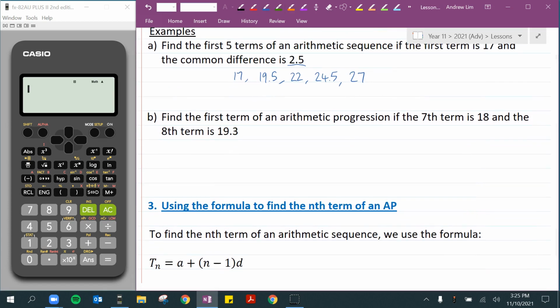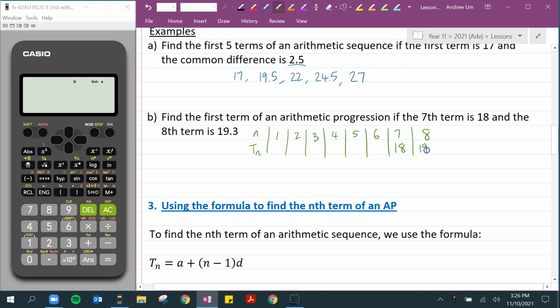What about question B? Find the first term of an AP if the 7th term is 18 and the 8th term is 19.3. So maybe using a table of values might help us out here. So we've got n and we've got the nth term. We want the first term. 2, 3, 4, 5, 6, 7, and 8. We know that the 7th term is 18 and the 8th term is 19.3.